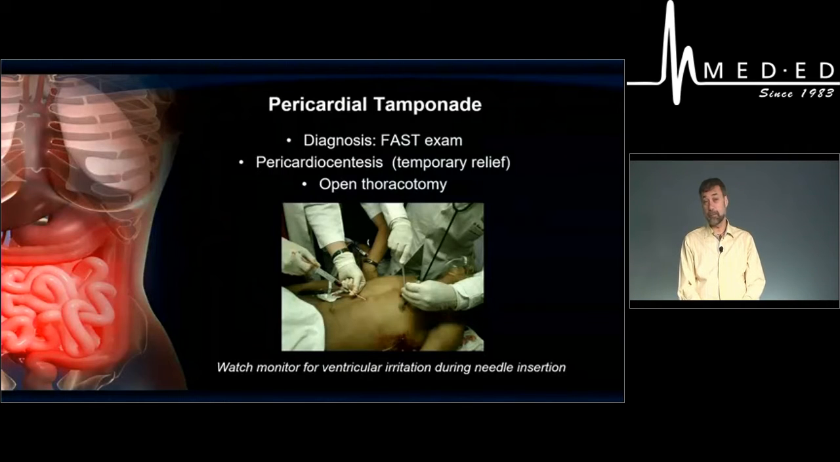Now, many times a tamponade will continue to fill, so the needle may temporarily relieve the patient's symptoms, but if there's continued blood loss, the sac may fill with blood again, and then the patient becomes symptomatic. In those cases, an open thoracotomy may be necessary to open up the chest and make a small hole in the pericardial sac to allow that fluid to drain so that the patient doesn't get recurrent tamponades.